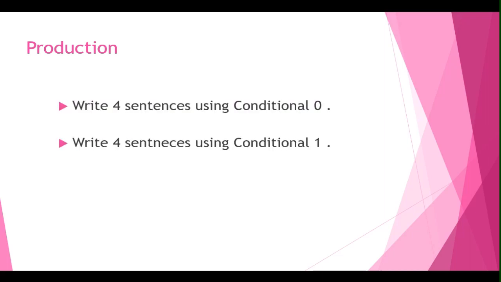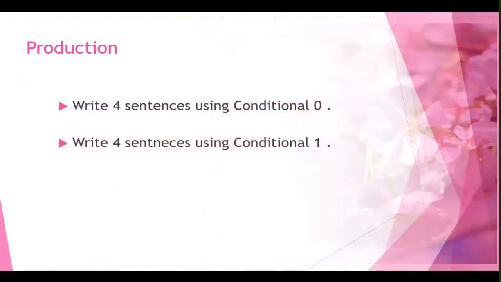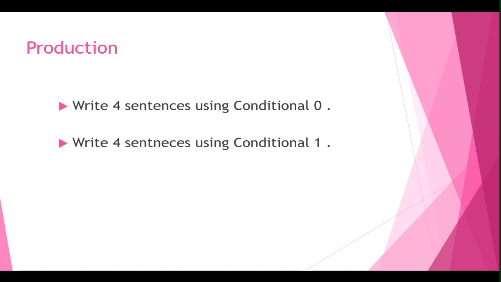So I think that our lesson today is very simple and very clear. Let's move to production to test your knowledge in this lesson. Write 4 sentences using conditional 0. So it means any sentence talking about a fact. Write 4 sentences using conditional 1. It means something that is likely to happen in the future. And don't forget to apply the rule and the form of conditional 0 and conditional 1.